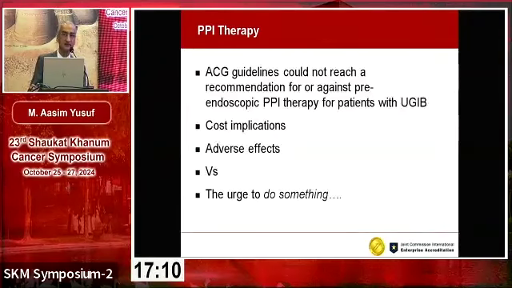Using intravenous PPI therapy in all patients with upper GI bleed obviously has cost implications. There are adverse effects associated with the use of these drugs and so on. But you have to balance that against the clinician's urge to do something for a patient prior to their endoscopy. So it's still commonly and widely used, PPI therapy, 80 milligrams IV stat and then 8 milligrams an hour and so on. But there is no clear recommendation or evidence either way.